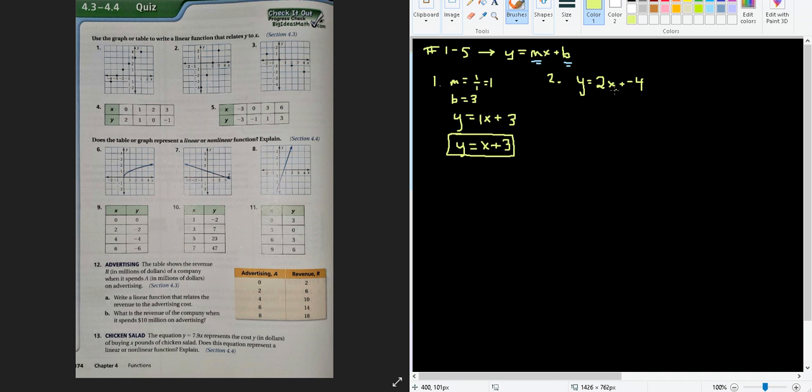Now, adding a negative, if you leave your answer like this, I will accept it, but I'd like to write it as simply as I can. I'd say 2x minus 4 looks simpler than plus a negative, so this is ultimately my answer.